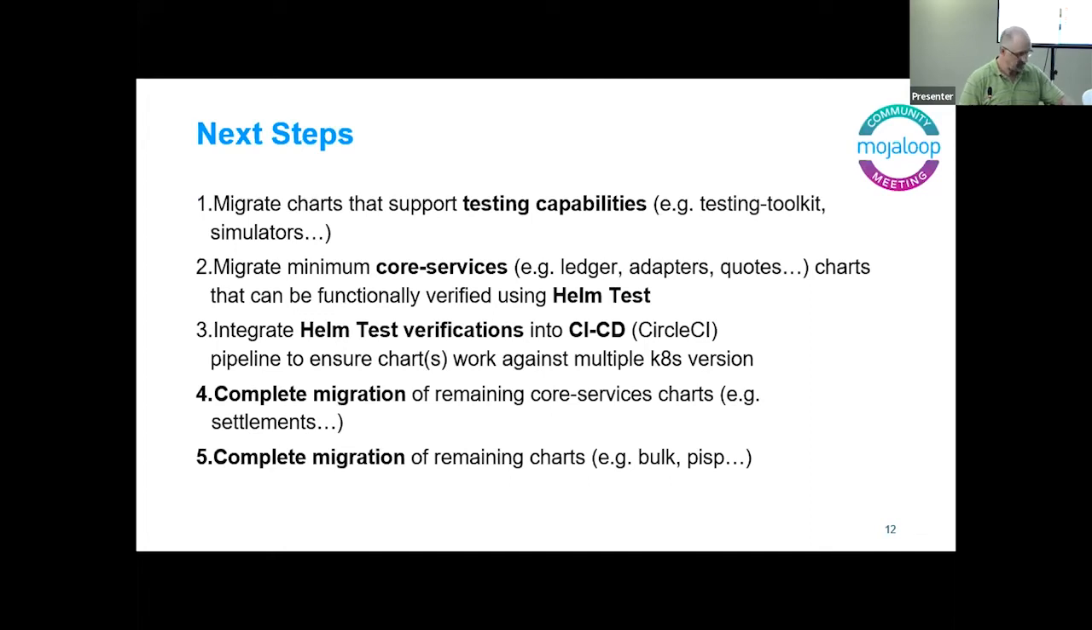Next steps, basically migrate the rest of the charts. Finish off the work. And we think that what we want to be able to do is get to a base in version 14 that then we can run the TTK against. So we want to do the things that support the testing capabilities, the testing toolkit and the simulators, the rest of the core services, and that way we can start running the Helm tests that Miguel just demonstrated the deployment and running of.